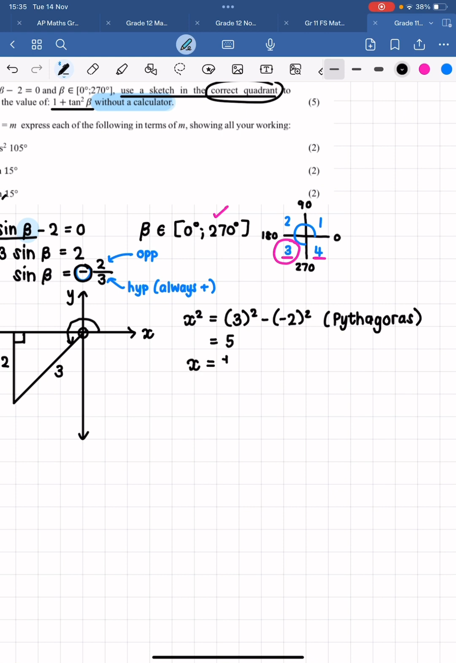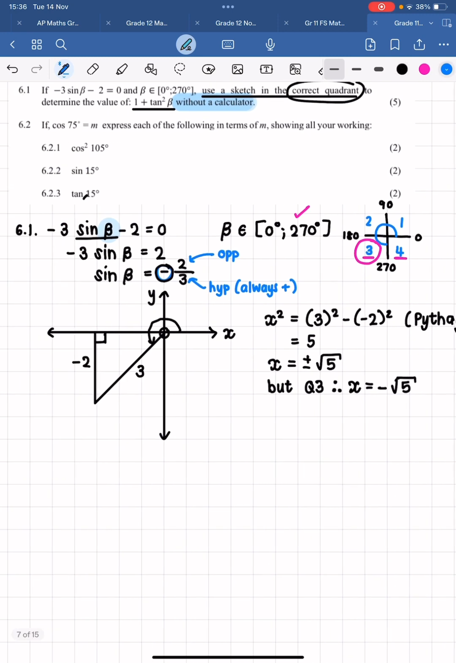So x is then plus or minus the square root of 5. But like I said already, since this triangle is in quadrant 3, our x value here in relation to the diagram that we have is going to be negative root 5. Again, the length of the side is positive, but the side of the triangle in terms of trigonometry and in terms of it being in the third quadrant is going to have to be negative.